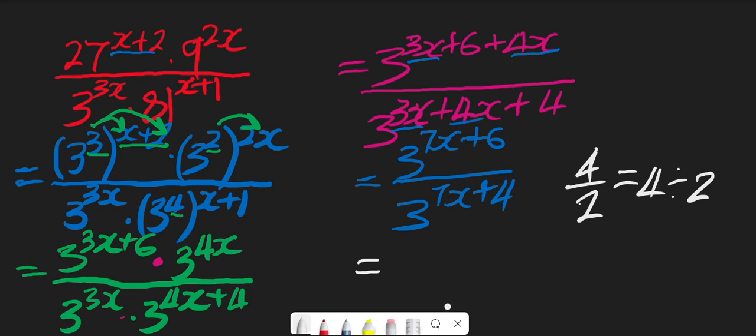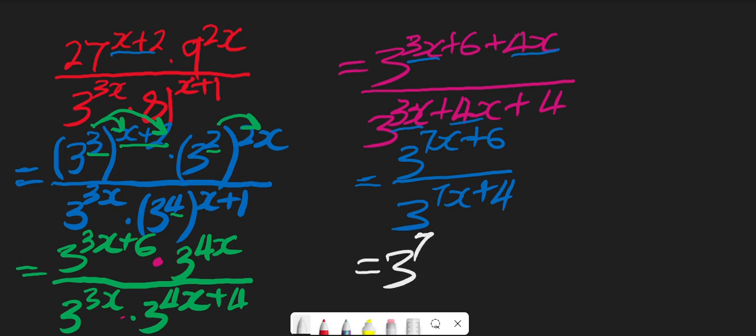I hope you get my point, right? So I just want to make you realize that if we have 3 to the exponent of 7x plus 6 over 3 to the exponent of 7x plus 4, it just means that the one on top is being divided by the one at the bottom. So it can be written as 3 to the exponent of 7x plus 6 divided by, we can write it like this.